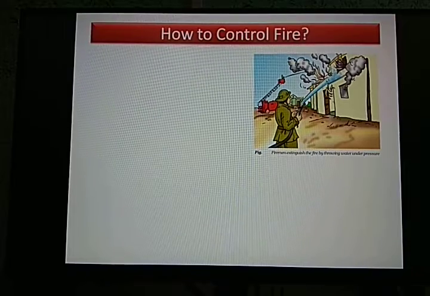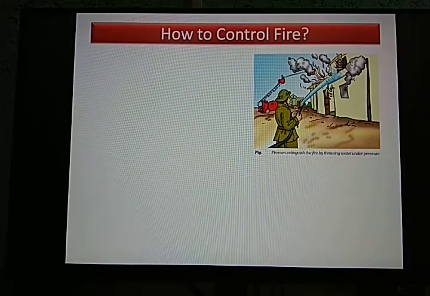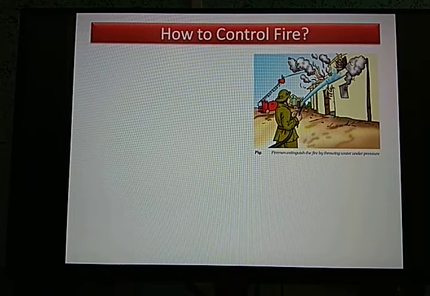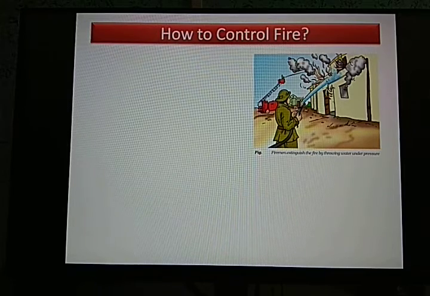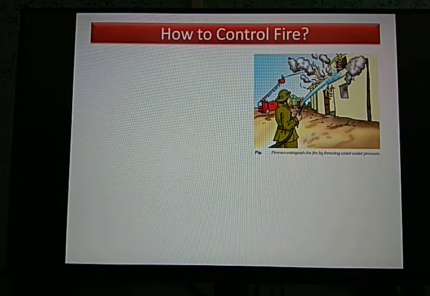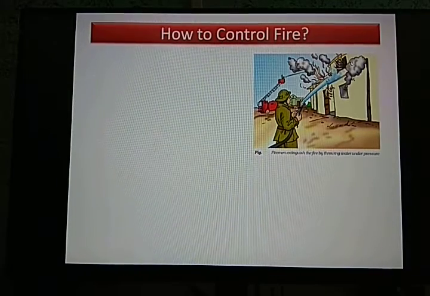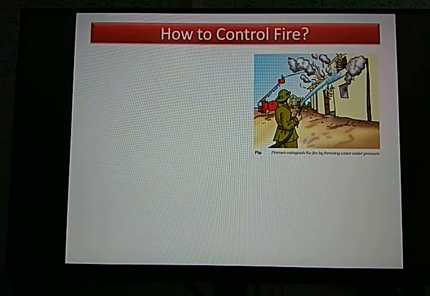Also, some water vapor will come out when you pour the water on the fire. This water vapor helps in cutting off the supply of air, and as a result, although there will be a lot of smoke, this smoke eventually helps to prevent the fire from spreading, and it will ultimately extinguish the fire.